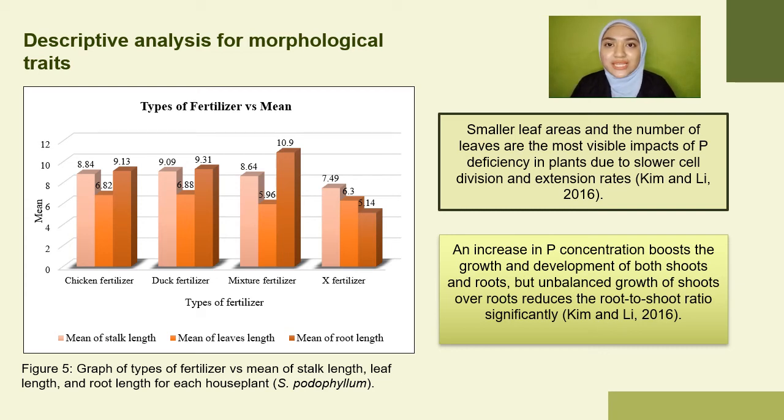duck and chicken fertilizer. According to Kim and Lee 2016, smaller leaf areas and the number of leaves are the most visible impacts of phosphorus deficiency in plants due to slower cell division and extension rates. An increase in phosphorus concentration boosts the growth and development of both shoots and roots, but unbalanced growth of shoots over roots reduces the shoot-to-roots ratio significantly.